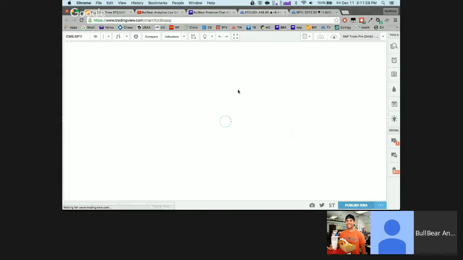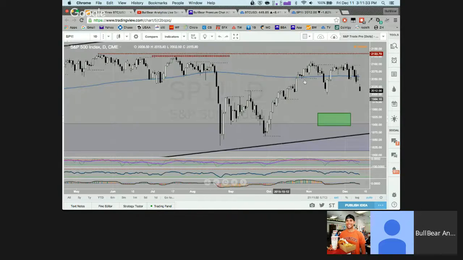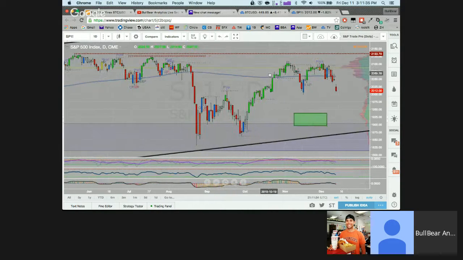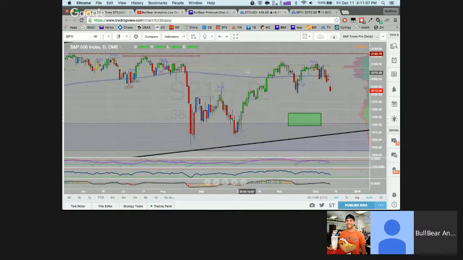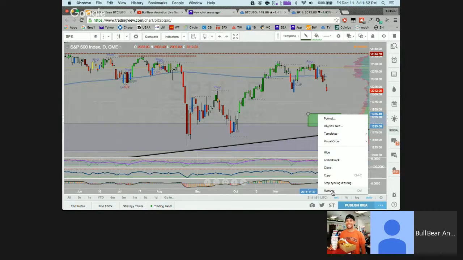So here I'm bringing up a chart of the S&P 500. This should be delayed data, but it should be updated because it's end of day right now. You can see we had an OTE drawn down here to target the downside. And boy, look at that end top. That's ugly. So let's go ahead and get rid of this here.